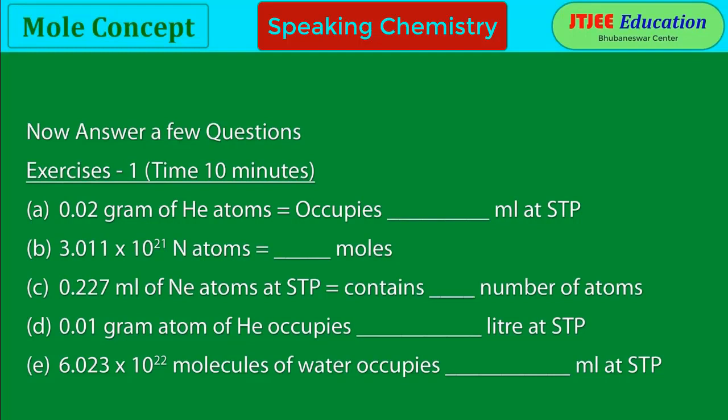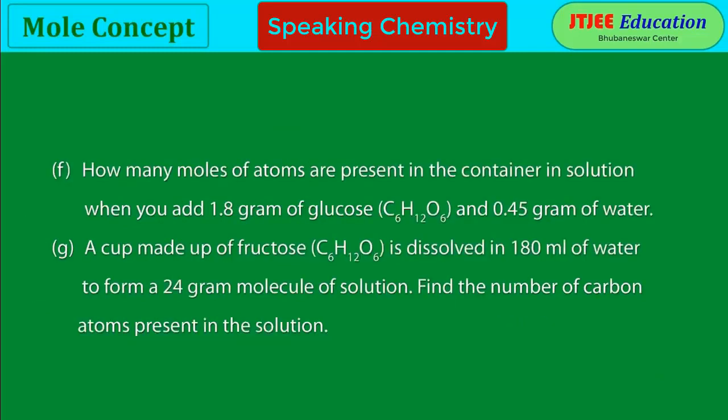E. 6.023 into 10 to the power 22 molecules of water occupies how many ml at STP? F. How many moles of atoms are present in the solution in a container when you add 1.8 gram of glucose and 0.45 gram of water? G. A cup made up of fructose is dissolved in 180 milliliters of water to form a 24 gram molecule of solution. Find the number of carbon atoms present in the solution.